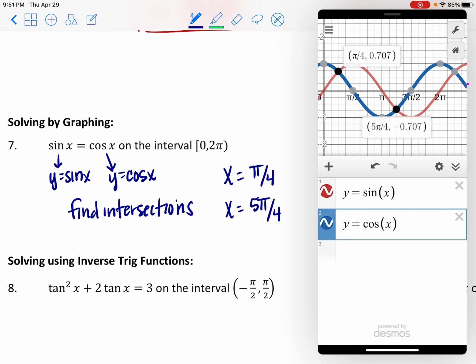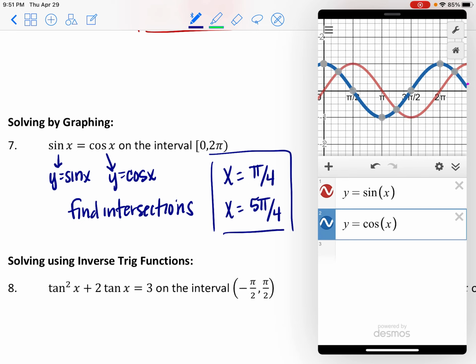And we don't have to worry about repeating those because we're only looking at that one cycle from 0 to 2 pi. So there it is. That, to me, is the easiest way to graph, and you can try to apply that to other situations as well. It's a nice way for you to try to verify your work.